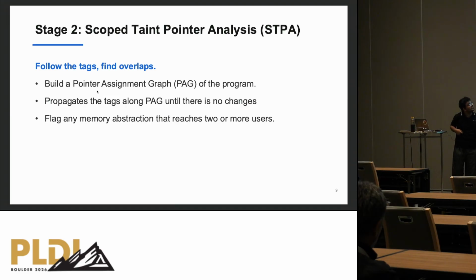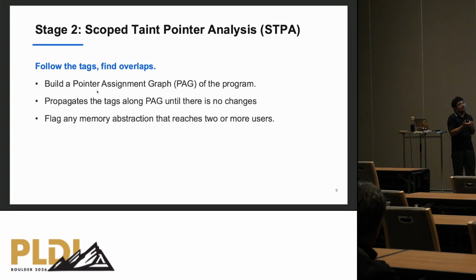Then the second part is scope taint pointer analysis. Just like I said, we build a pointer assignment graph of the whole program, and we already have the tags from the users' input from the first stage, which is MUMP. Then we propagate the tags along the whole pointer analysis graph until there is no change in the program. Then we flag any tag that reaches two or more users, which is not supposed to happen.